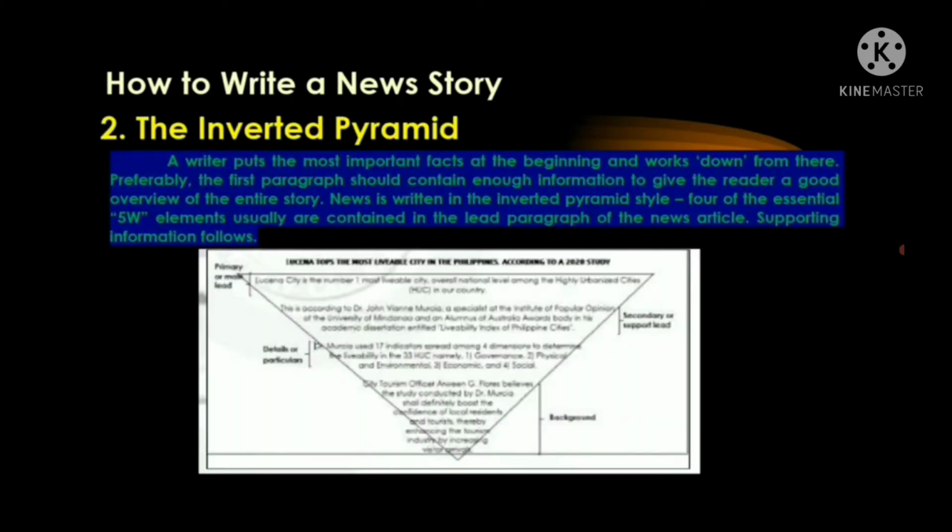Number 2, on how to write a news story: the inverted pyramid. A writer puts the most important fact at the beginning and works down from there, preferably. The first paragraph should contain enough information to give the reader a good overview of the entire story.